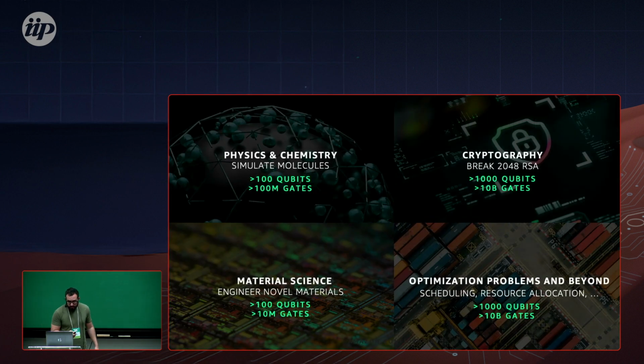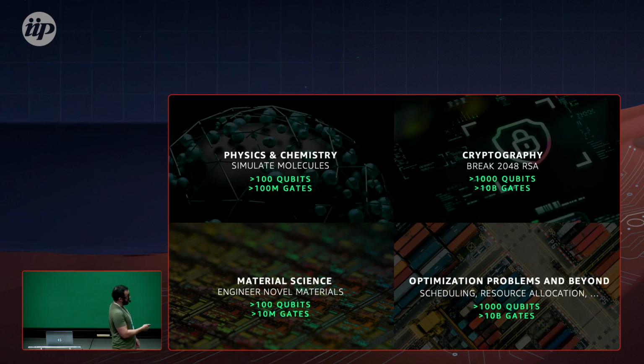So going back to Feynman, there is, of course, simulating physics and chemistry. For example, simulating molecules. It could be simulating some many-body model, like the Fermi-Hubbard model as well, and so on. And if you look at the quantum algorithms for doing that, we need from 100 qubits upwards, and we need from 100 million gates upwards. So not too many qubits, but a large number of gates.